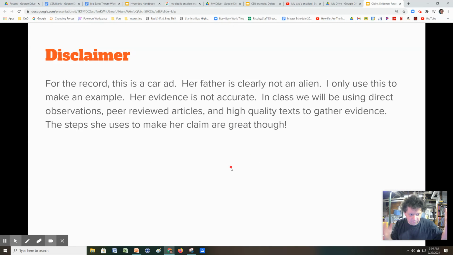So again, for the record, this is a car ad, right? Her dad's clearly not an alien. It's only an example. Her evidence isn't accurate. And if you made the same claim, I would call you out on it. I would say, that's not really a spaceship, it's a car, right? What are other things that green drink could be, right? So in class, we'll be using either direct observations from experiments and labs that we've done, or peer-reviewed articles, or other high-quality texts and videos to gather evidence. The steps this kid uses, though, are great.